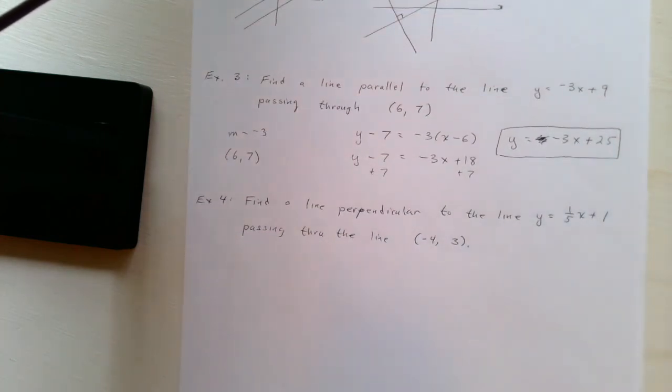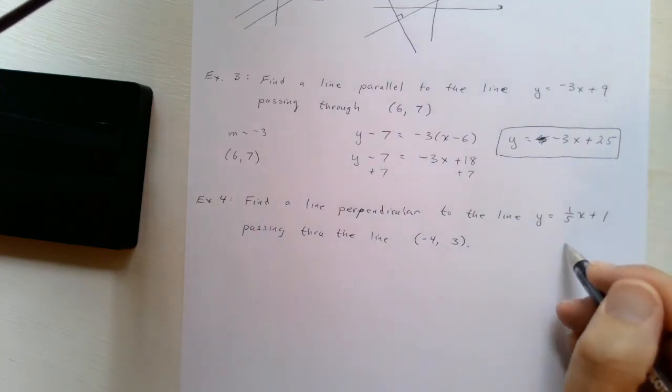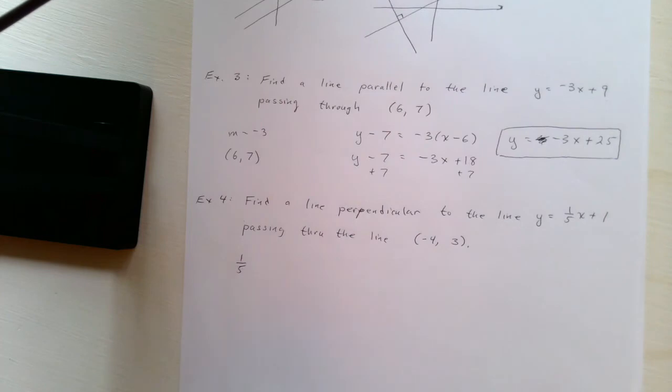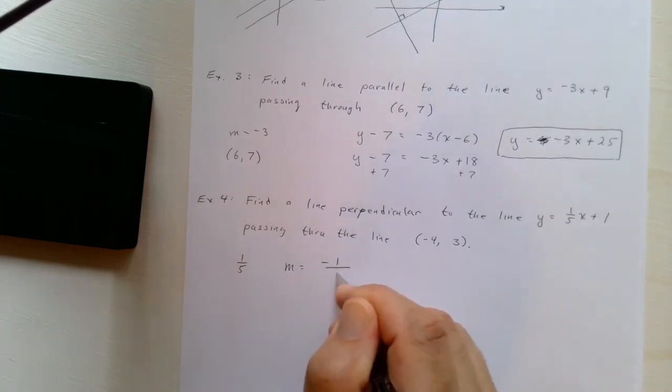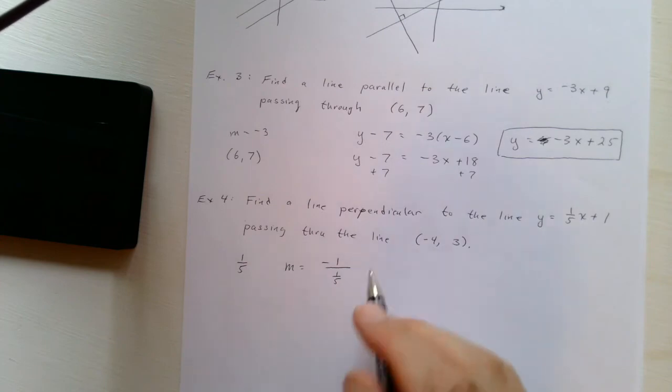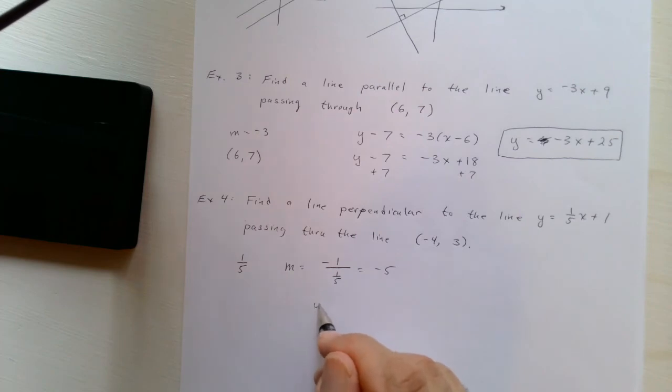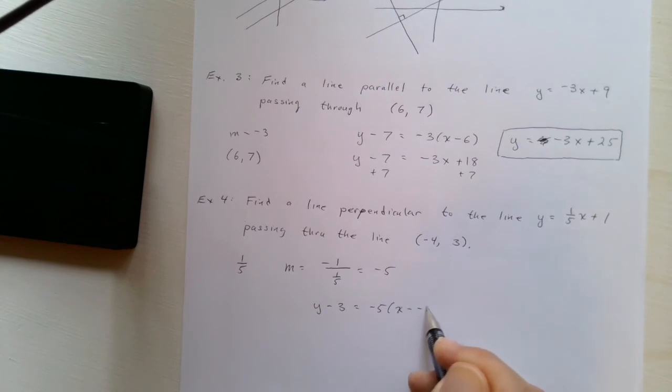Example 4. If we wanted to find a line that is perpendicular to the line y equals 1/5 x plus 1, passing through the point (-4, 3). In this case, our slope is 1/5. But if the line is perpendicular, then its slope is going to be the negative reciprocal of 1/5. So m is going to be negative 1 over 1/5. This is just negative 5.